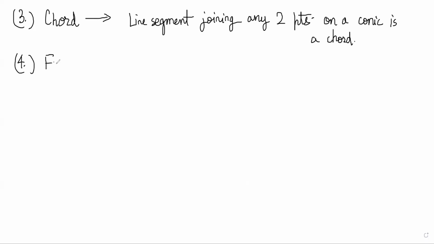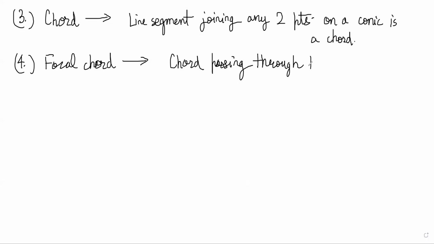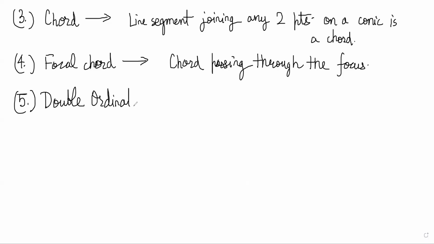The next term is a focal chord. Focal chord is a chord passing through the focus. Passing through the focus. Okay, so that is an obvious term. The next term that you need to know is called a double ordinate. What is a double ordinate? So you have to pay attention because sometimes these terms can be confusing for students. The question uses a term which you don't understand. So you need to make sure that you know your definition.